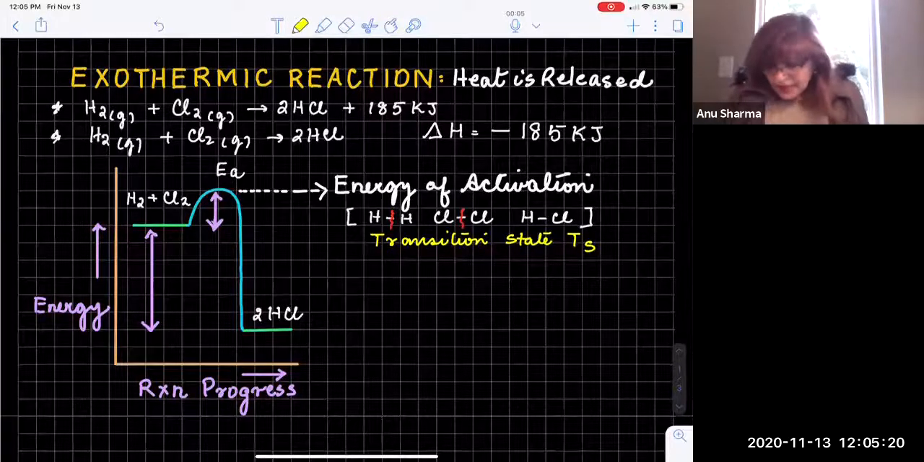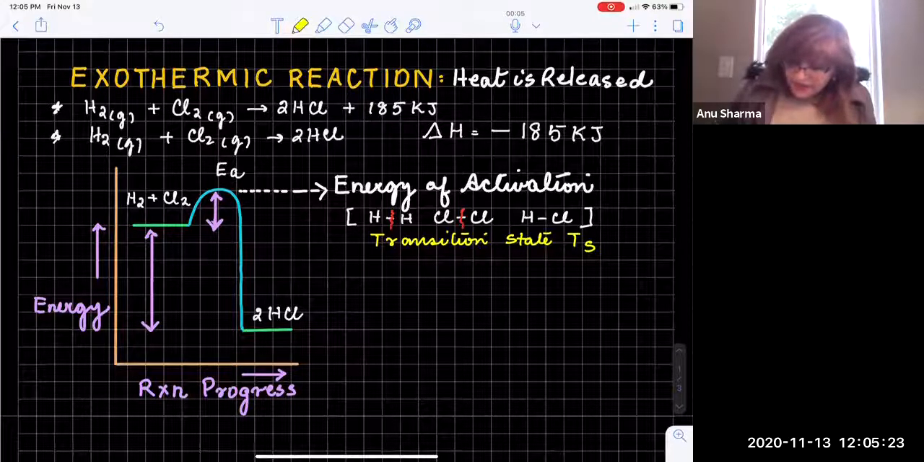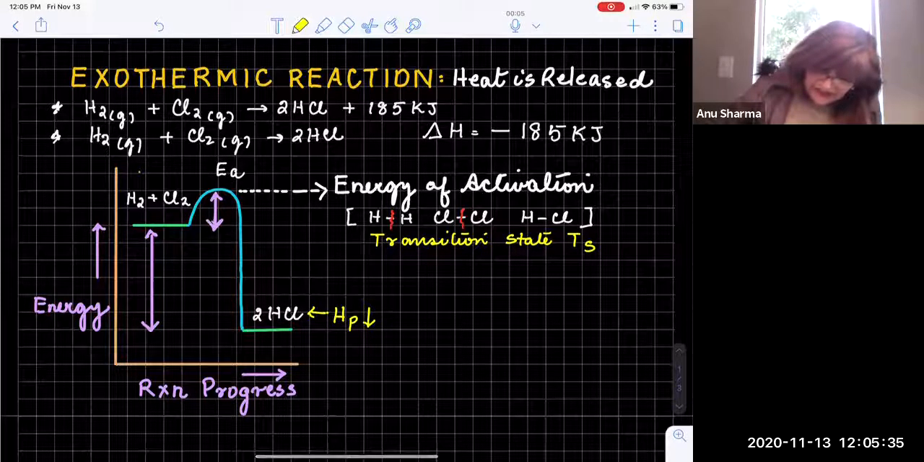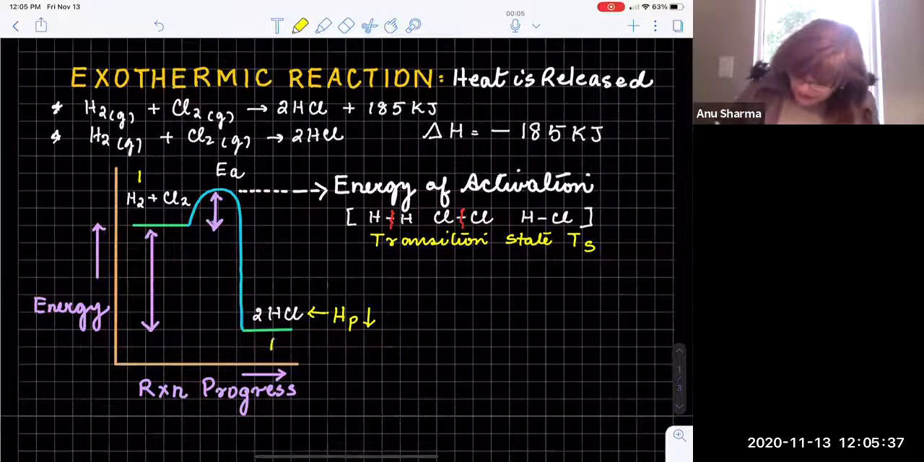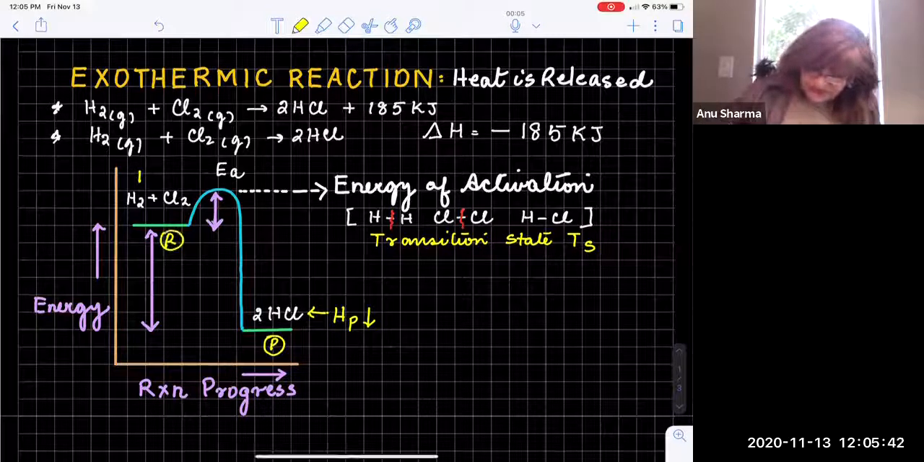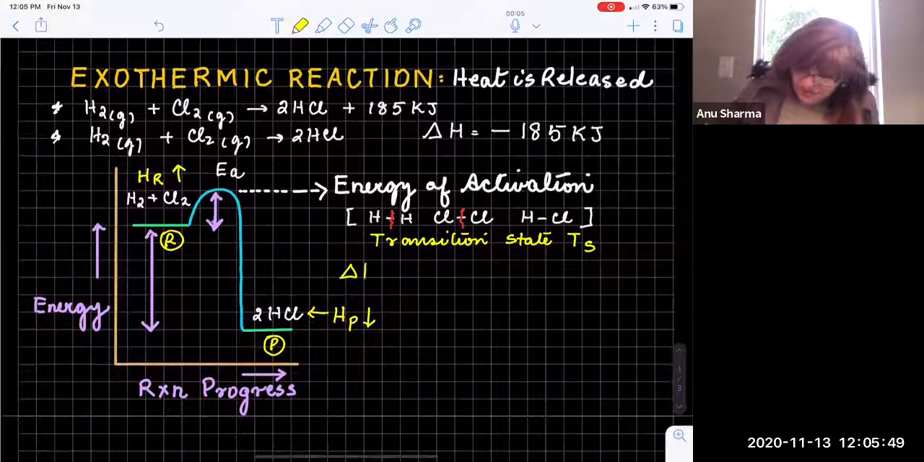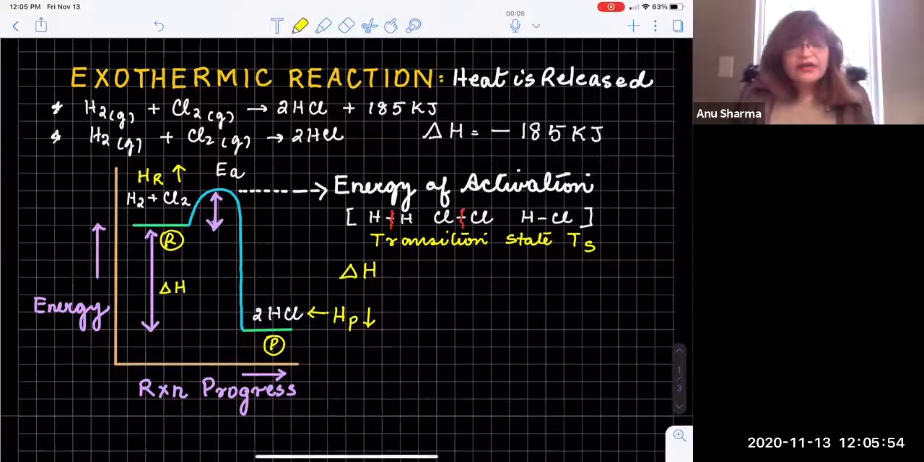Okay, now here's something important. As we said, this energy is the HP, that is a product. As you can see, it is a small number, right? And here, these are the reactants. So I'm going to just put this as product, P, and here's the reactant, R. And as you can see, this is the heat of the reactants, which has a bigger number. So what is delta H? Delta H is the heat of reaction, which is this difference between the reactants and the products.